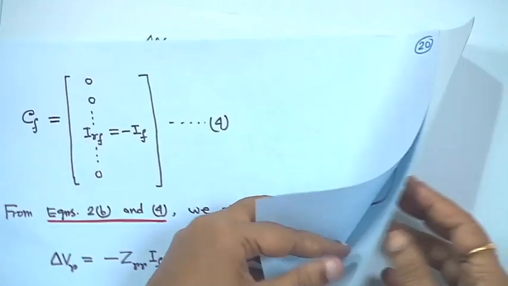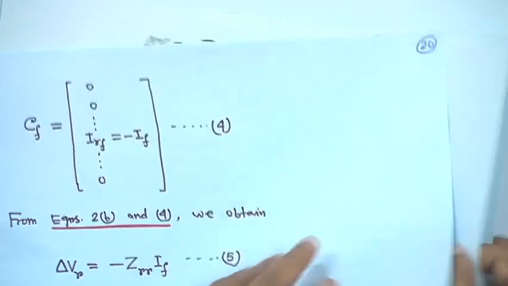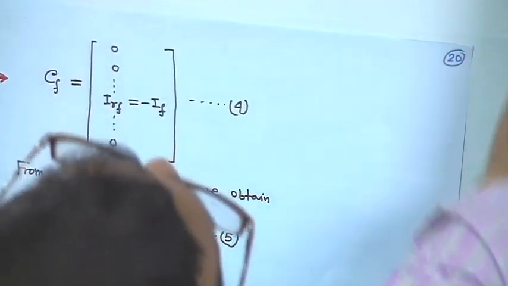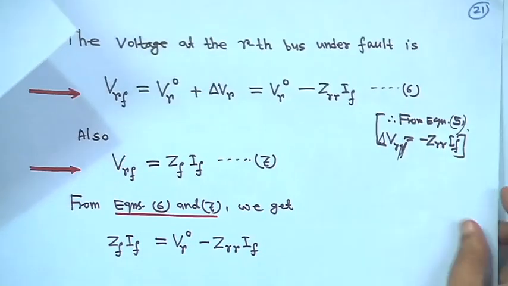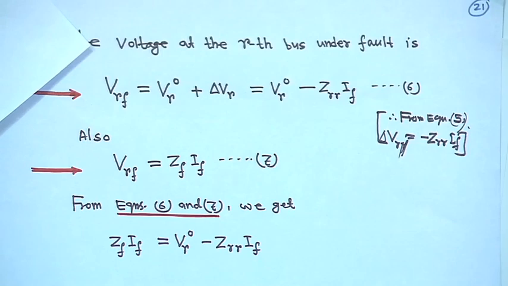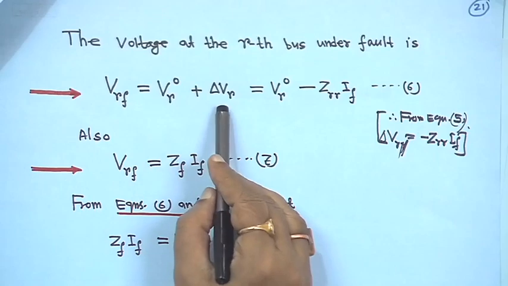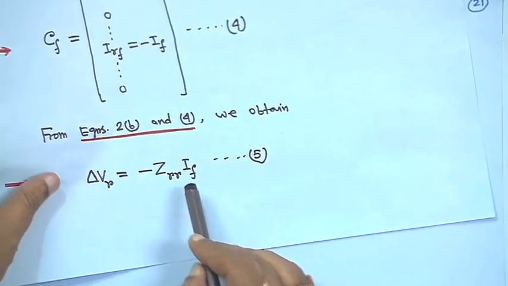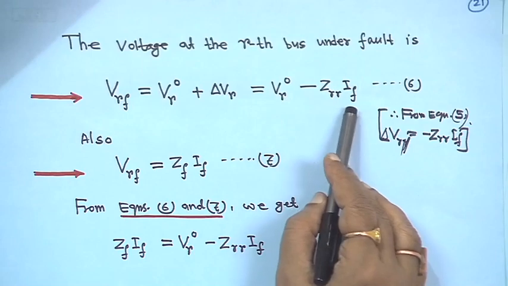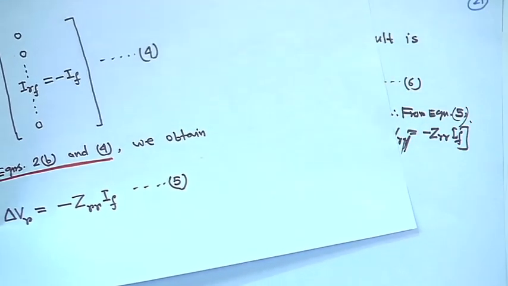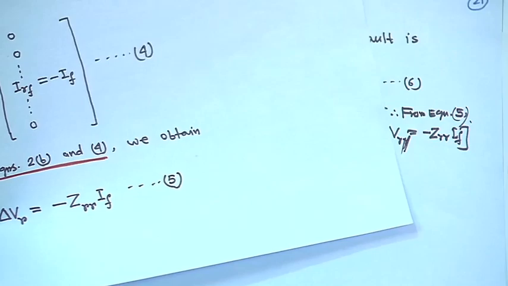So, now that means the voltage at the rth bus under fault, that is VRF, is equal to the pre-fault voltage VR0 plus ΔVR, whatever the change is, which is equal to VR0 minus ZRR IF. This is equation 6, right. Also VRF is equal to ZF into IF from this diagram, right.